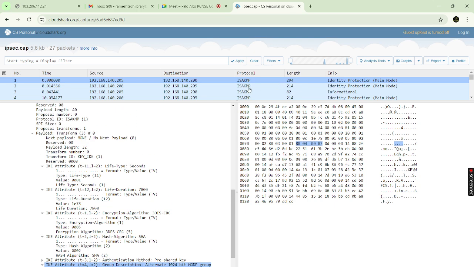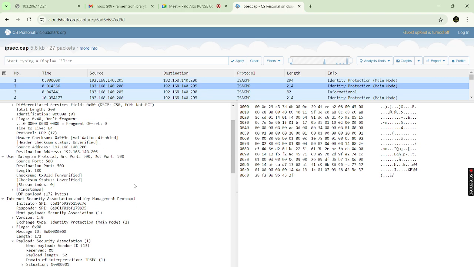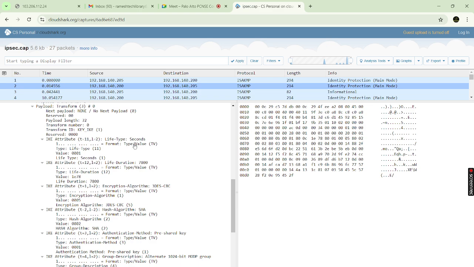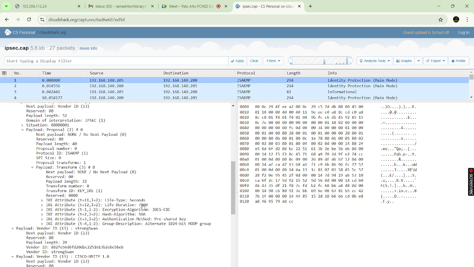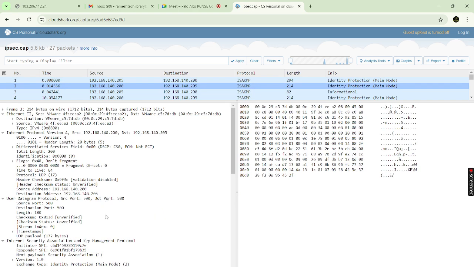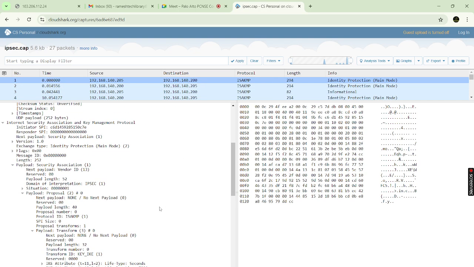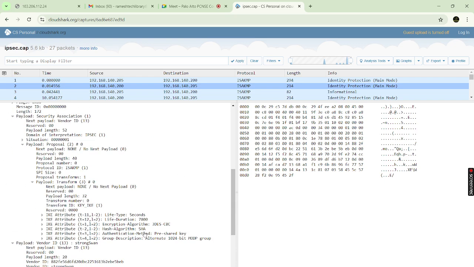If you see the second message, see here, from the first message it has a lifetime of 7800. In the second message we also have a lifetime of 7800. This is matching, right? The encryption algorithm it is using is 3DES CBC, and in the first message it is also 3DES CBC, so it is matching. And the hashing algorithm is SHA in the first message, and in the second message it is also SHA, so it is matching too.